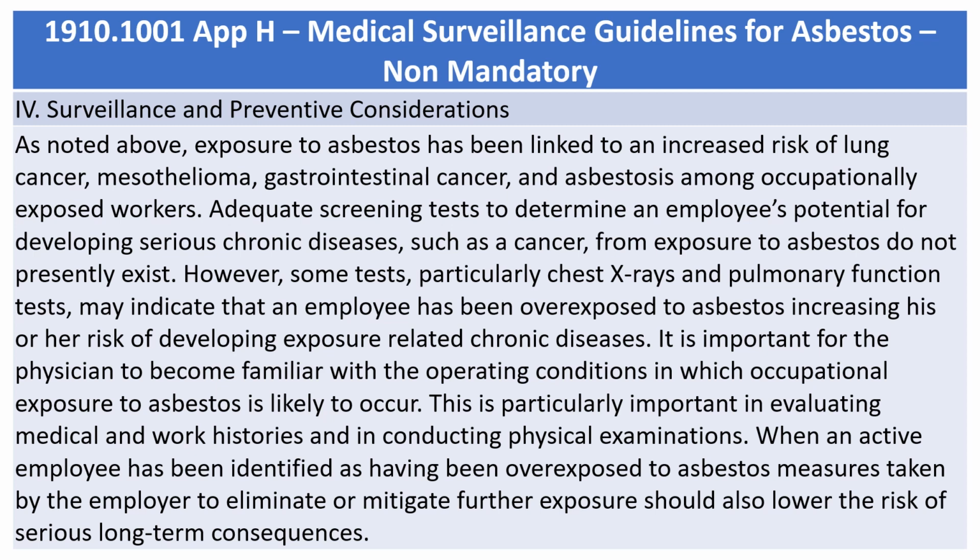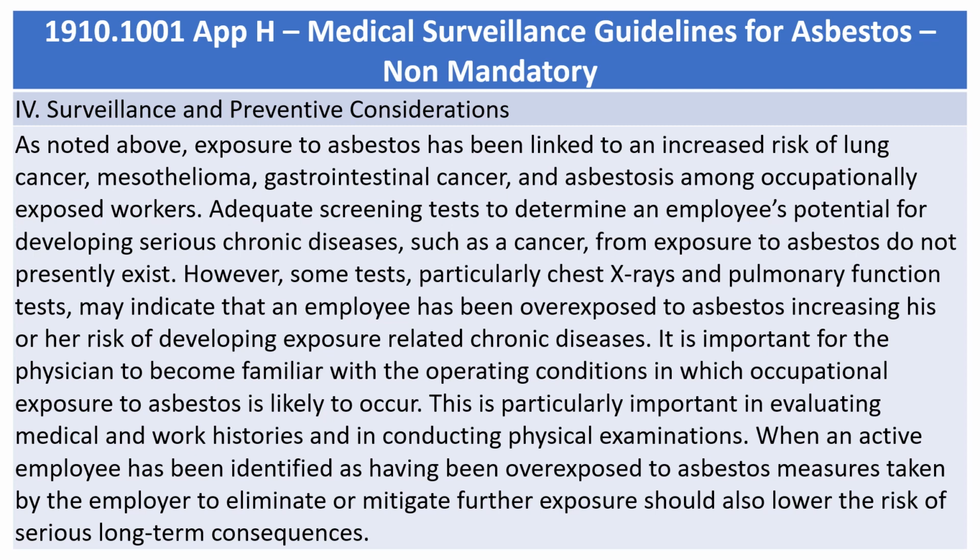4. Surveillance and preventive considerations. As noted above, exposure to asbestos has been linked to an increased risk of lung cancer, mesothelioma, gastrointestinal cancer, and asbestosis among occupationally exposed workers. Adequate screening tests to determine an employee's potential for developing serious chronic diseases, such as a cancer, from exposure to asbestos do not presently exist. However, some tests, particularly chest X-rays and pulmonary function tests, may indicate that an employee has been overexposed to asbestos, increasing his or her risk of developing exposure-related chronic diseases.